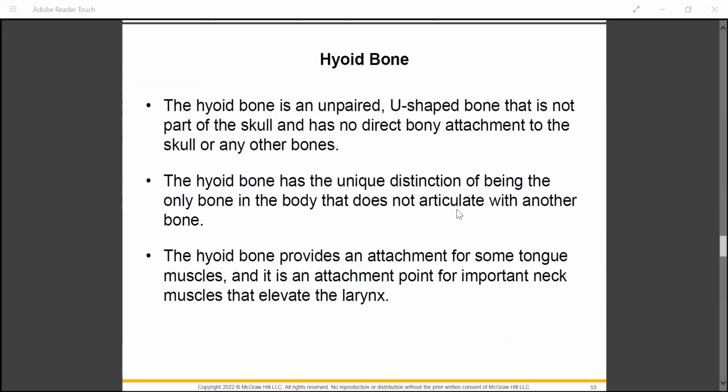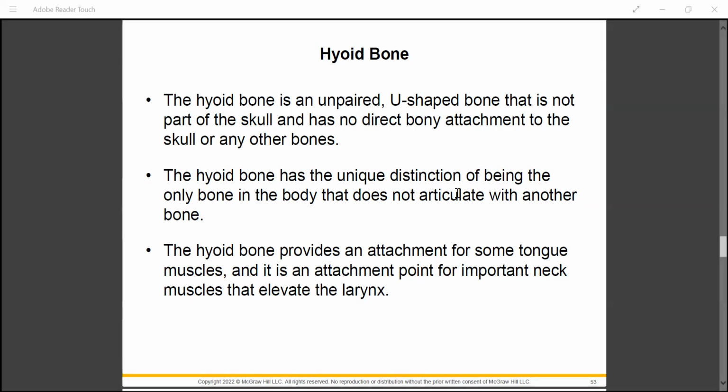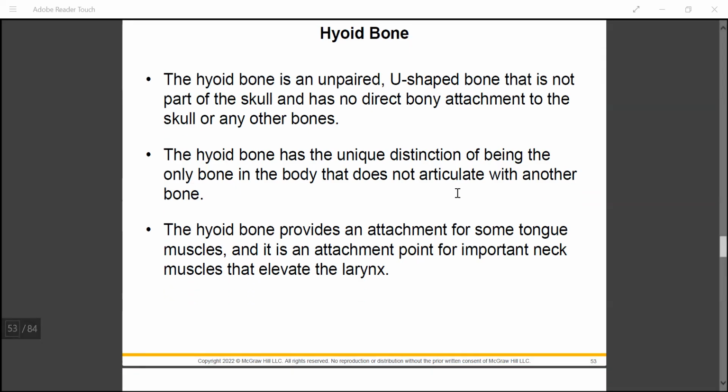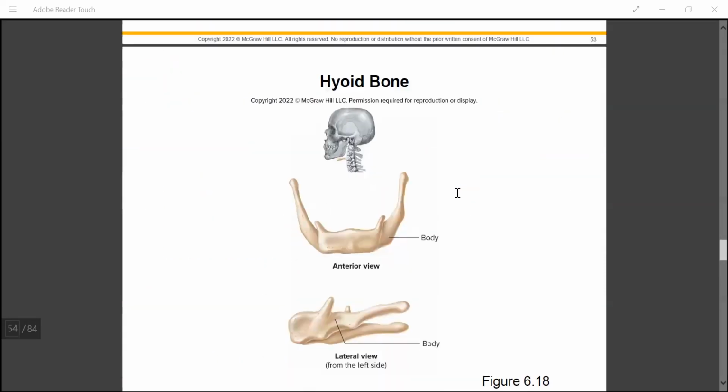Okay, our hyoid bone, it's not overly special. Part of the reason that we highlight this is that it's pretty much our only part of the skull that has no direct bony attachment to any other bones. So it's the only bone in our body that does not articulate, or there's no joint with another bone, but it does provide an attachment point for some different tongue muscles and even some neck muscles. So this is your hyoid bone. It's shaped like a U. It sits right on your throat, kind of near your Adam's apple.